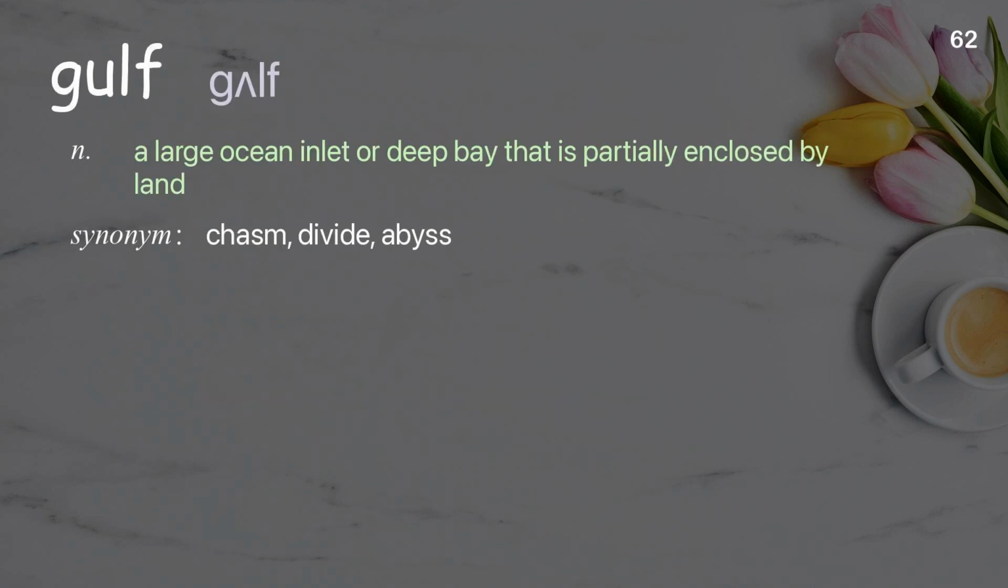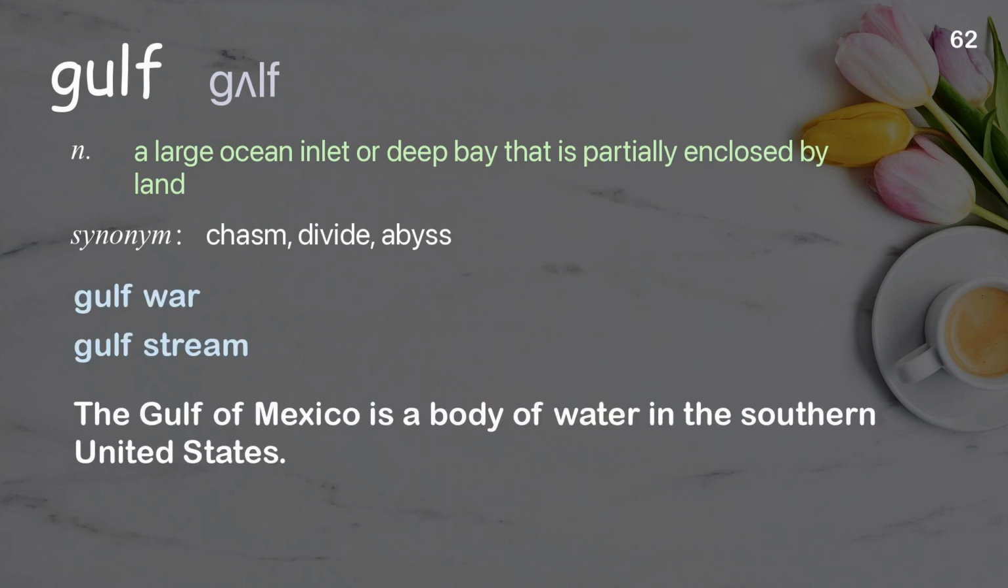Gulf. A large ocean inlet or deep bay that is partially enclosed by land. Examples: Gulf War, Gulf Stream. The Gulf of Mexico is a body of water in the southern United States.